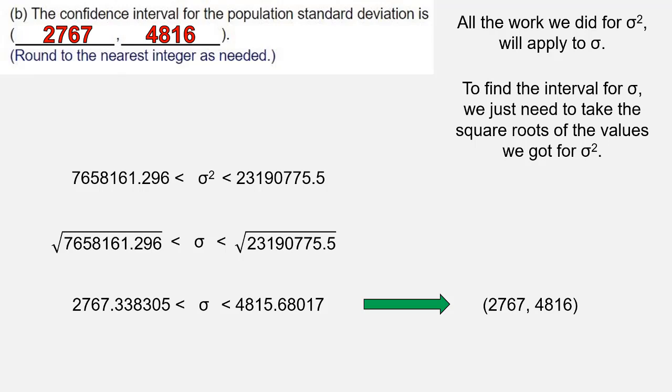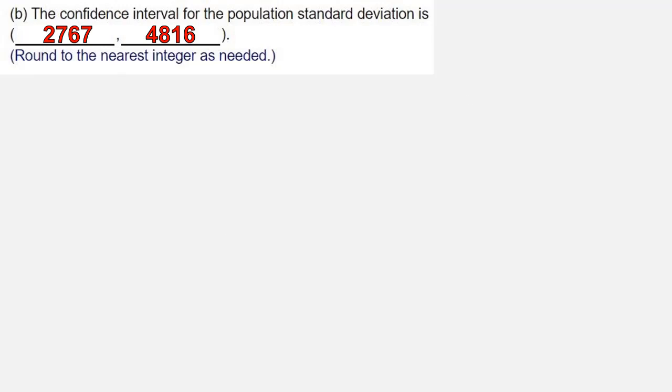We should check our answer before we move on. And we can't check it completely, but we can at least verify that we are in the right place. How do we do that? Well, we look back at what our original standard deviation was. The original standard deviation was 3,514. That value has to be within this interval. If it's not, we've done something wrong. So because 3,514 is between 2767 and 4816, we feel good about it. If it was outside of the interval, we know we made a mistake and we would have to go back and find our error.